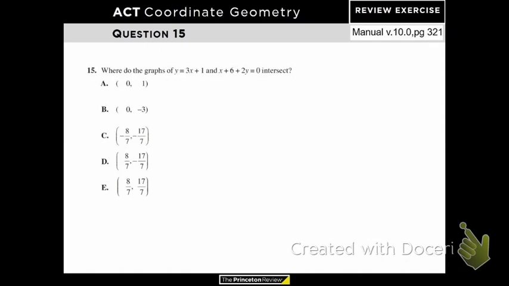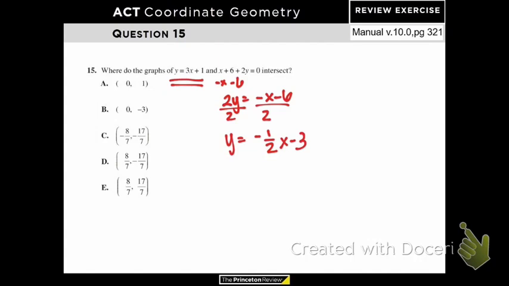Your first step is to get these both into y equals mx plus b form. This one is already set up, so we're good. This one we want to solve for y here. So I'm going to go ahead and subtract the x and the 6 over. So I get 2y equals negative x minus 6, and then divide by 2. So y equals negative 1/2 x minus 3.